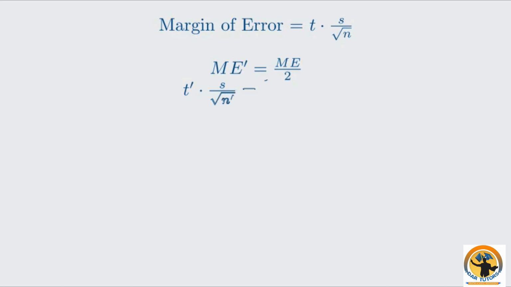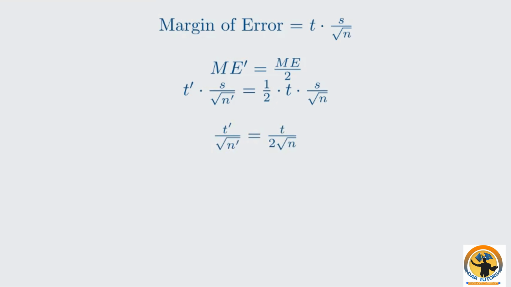We want W equals W2. This means our new margin of error is half the old margin of error. Margin of error equals T times S over root N. We want the new margin of error to be half of this. Simplifying again, we get T prime over root N prime equals T over 2 times root N. We can start by ignoring the T values and solving for the required increase in N, then check if the T values justify our N.